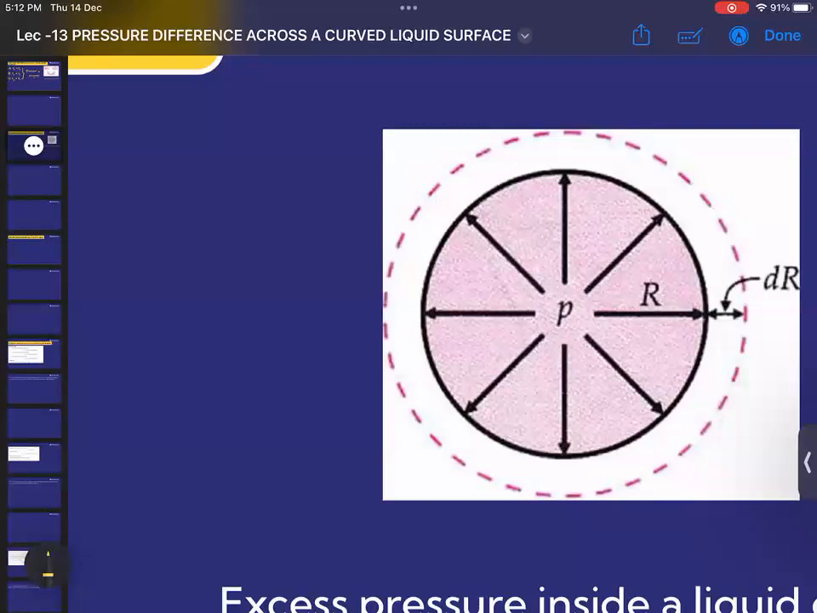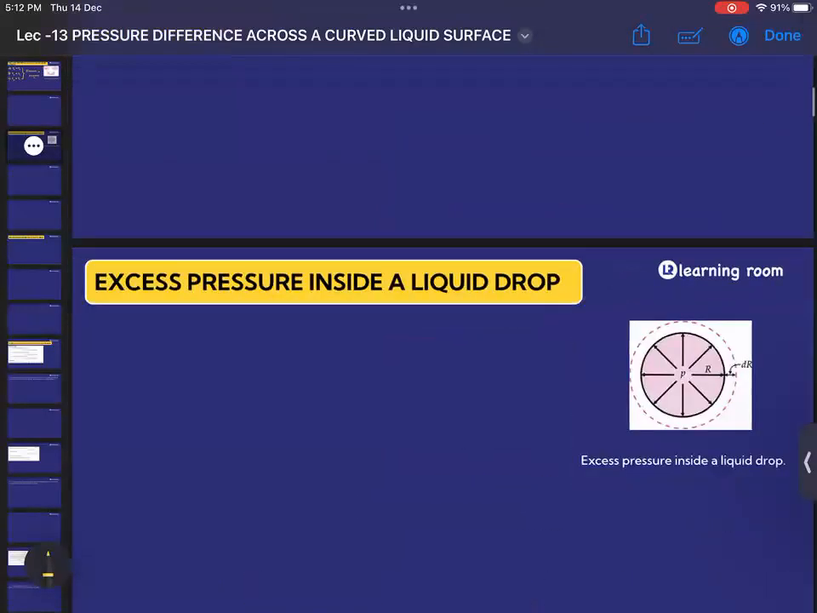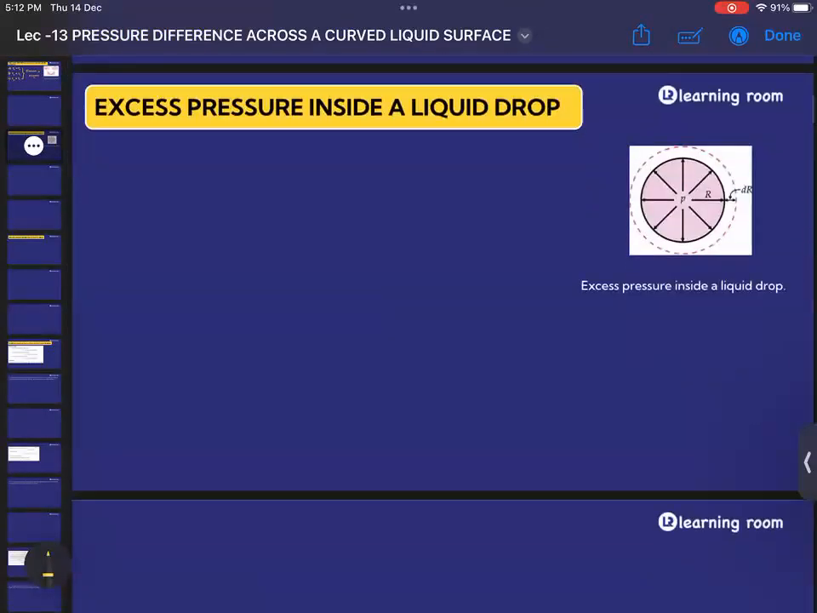Now tell me one thing. Now I'm going to ask you a sequence of questions. See, who's doing this work? Who is doing this work to increase the area? Pressure. It's the pressure, right? So if I'm able to calculate the work done by pressure, then what is the mathematical equation I'm supposed to write?